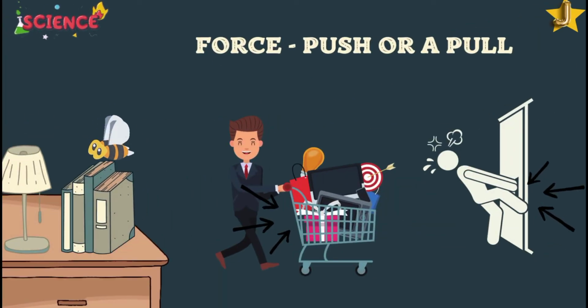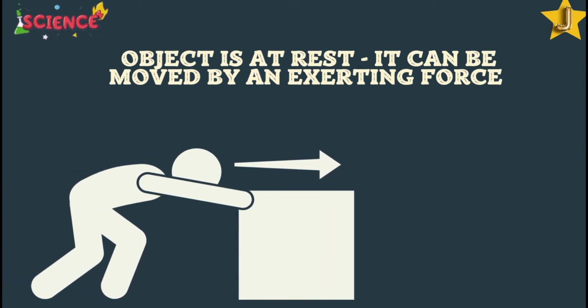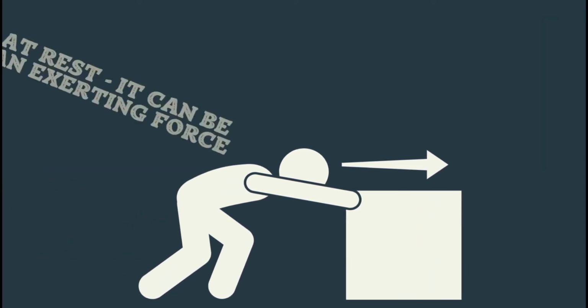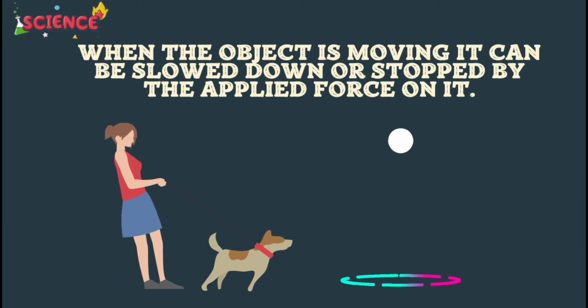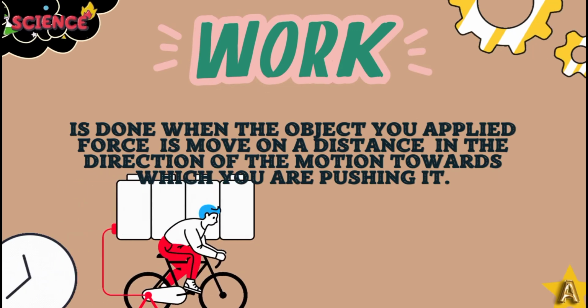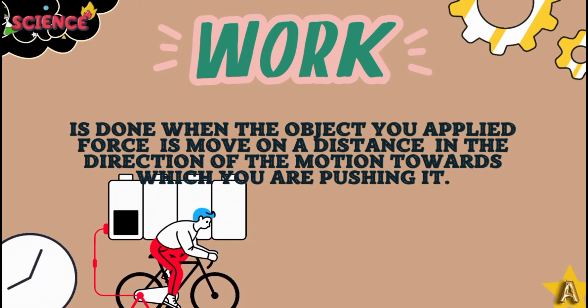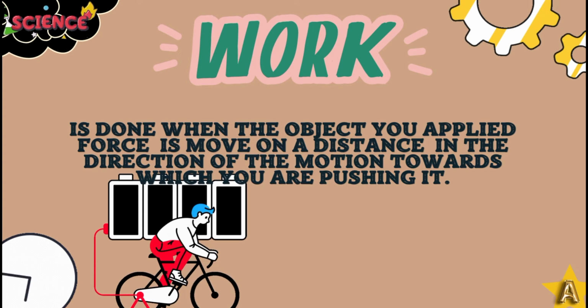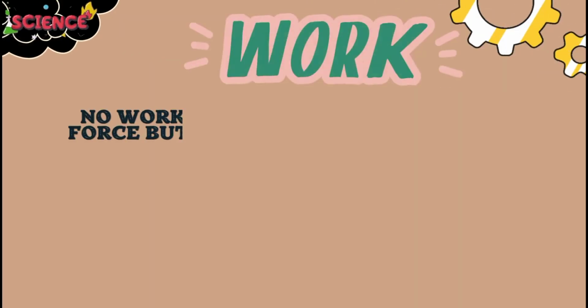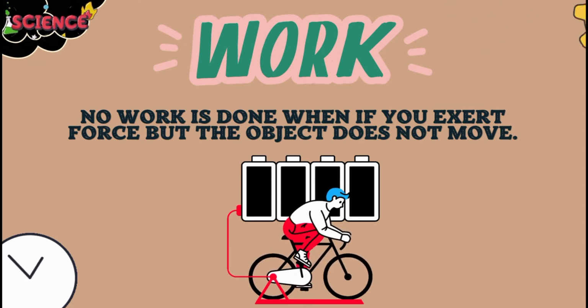In our previous discussion, we talked about how force is simply defined as a push or a pull, wherein when an object is pressed, it can be moved by an exerted force. And when the object is moving, it can be slowed down or stopped by the applied force on it. In science, work is done when the object you applied force to is moved a distance in the direction of the motion towards which you are pushing it. And no work is done if you exert force but the object does not move.